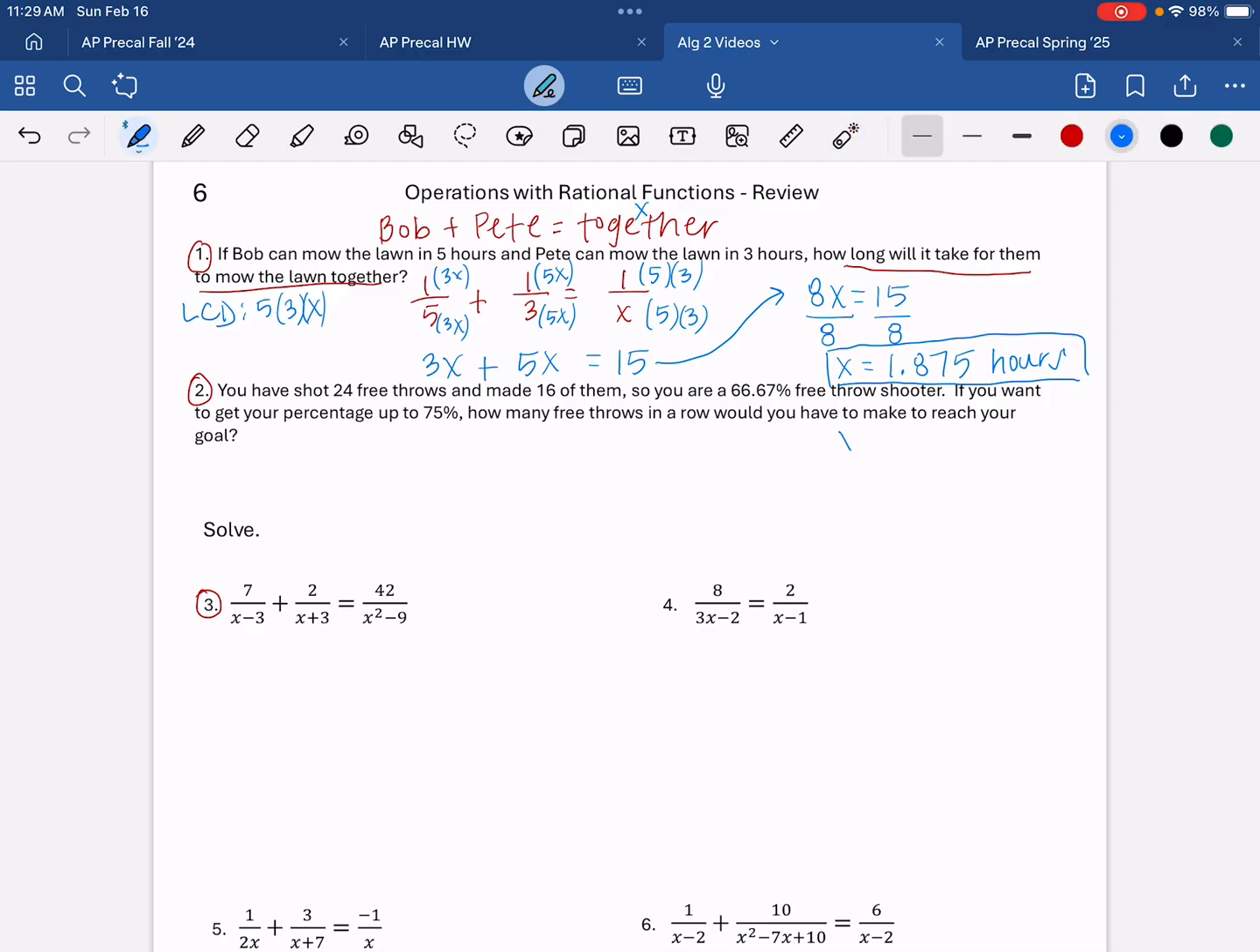So we're trying to look and see here. X is the free throws that we have to make from here on out.